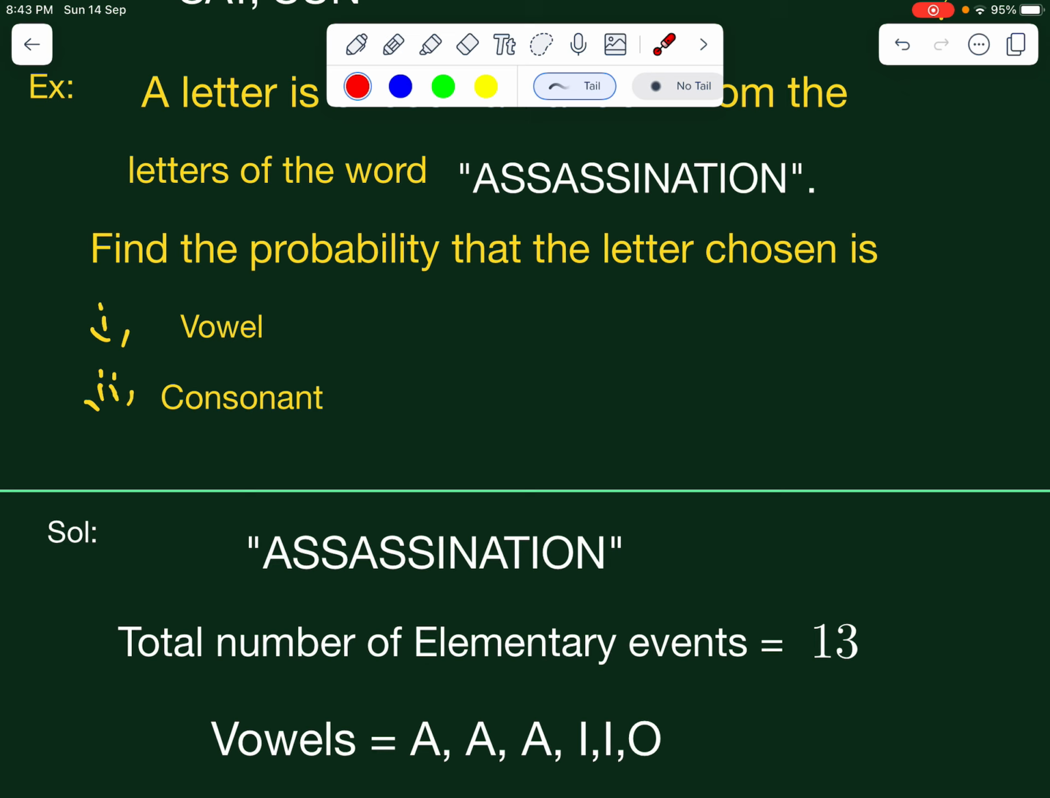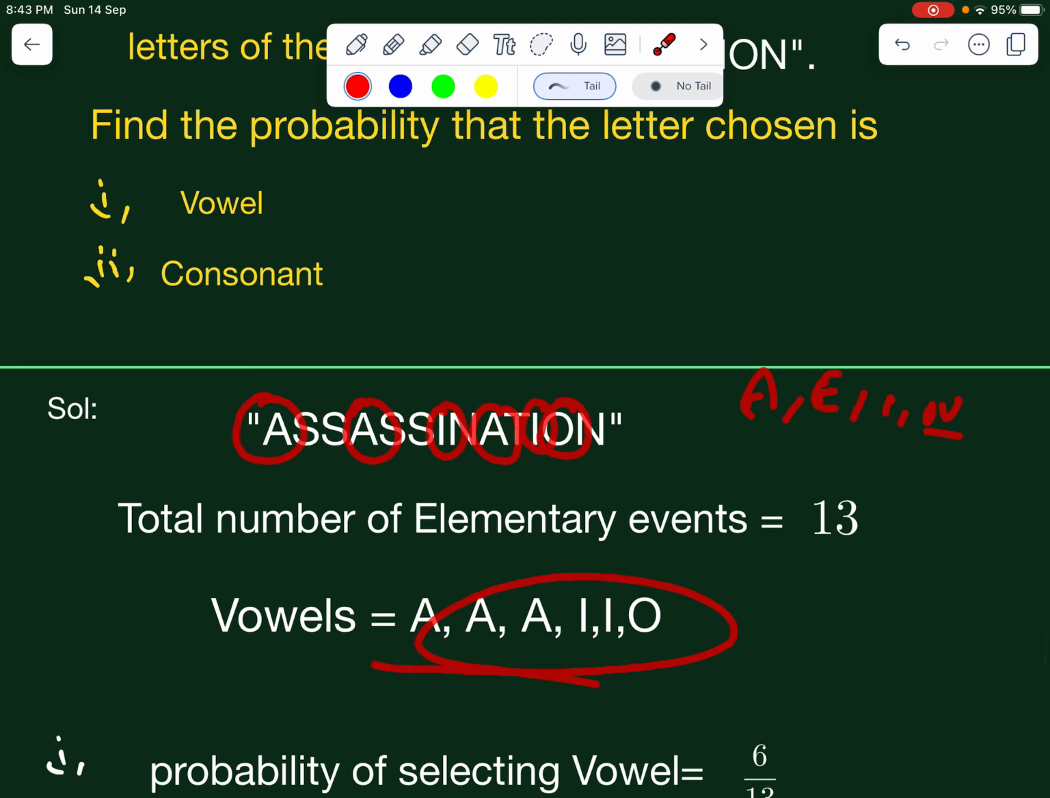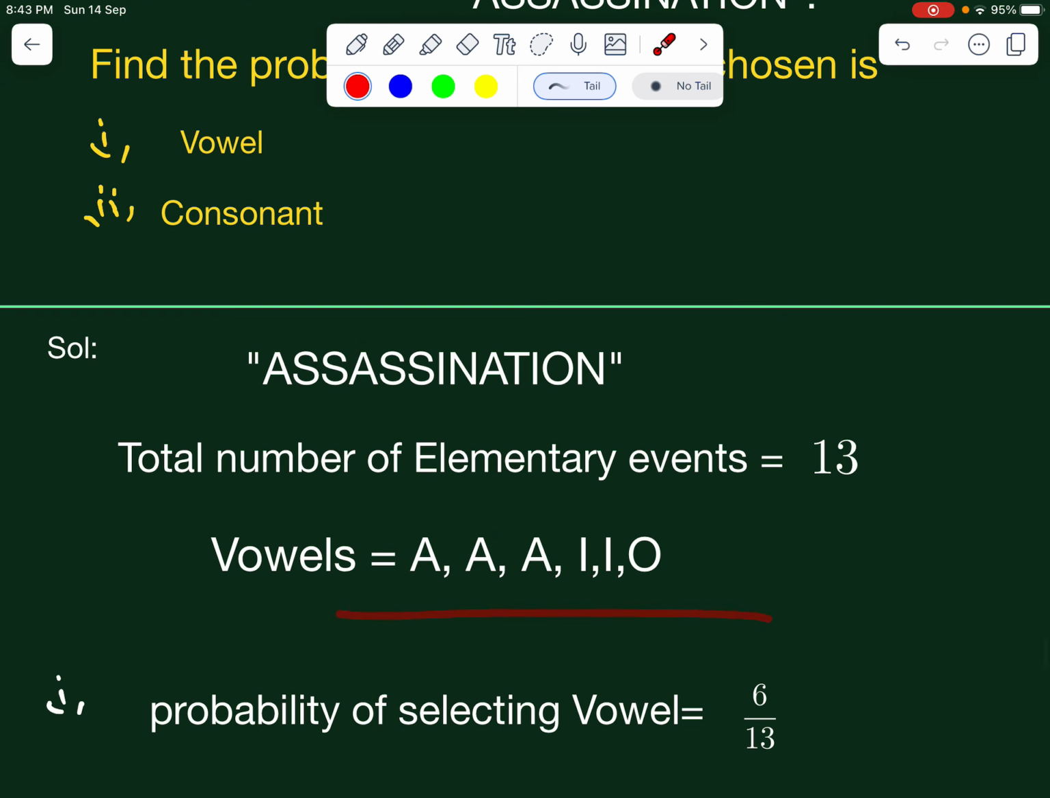First question, vowels. How many vowels? Vowels are A, E, I, O, U. Therefore, 1, 2, 3, 4, 5, 6. Therefore, 6 vowels. What is the answer? Probability of selecting a vowel. What is the formula? P of E is equal to favorable outcomes by total outcomes. Therefore, 6 by 13 is the answer.